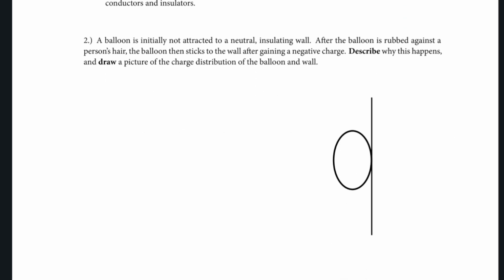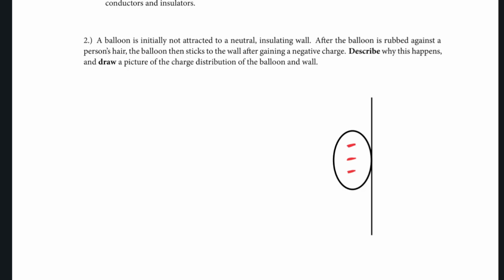So here's a classic demo that's really easy to do. A balloon is initially not attracted to a neutral insulating wall. We then rub the balloon on someone's hair, and it sticks to the wall after gaining negative charge. We want to describe why this happens using charge distributions. So we're given that a negatively charged balloon sticks to the wall where it usually didn't. So, of course, this is about polarization.